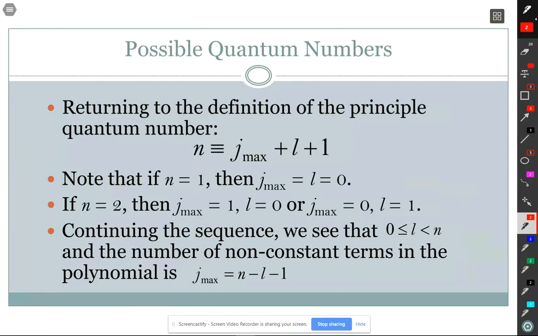Now, returning to that definition of n. N was telling us about the termination, but n wasn't the number of terms in the polynomial. J max tells us the number of terms in the polynomial. So in theory, when I say number of terms in the polynomial, I should have said the highest power in the polynomial. There is a difference.